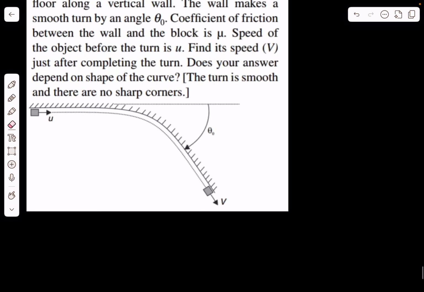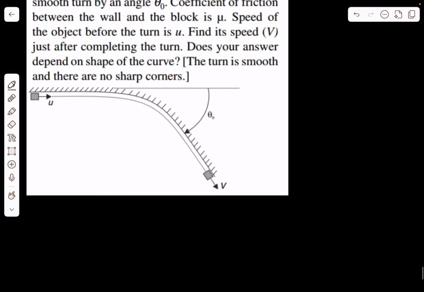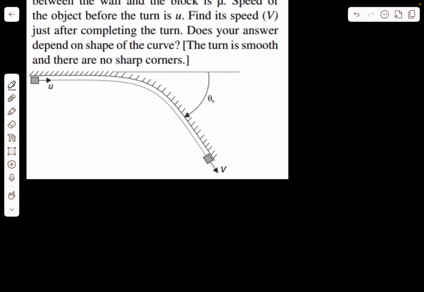Does the answer depend on the shape of the curve? The turn is smooth and there are no sharp corners. So let us say at some instant when the block reaches this position, its center of curvature is somewhere here, and this is the radius of curvature. And at this instant, let us assume that the velocity is v and it has made a turn by an angle theta.